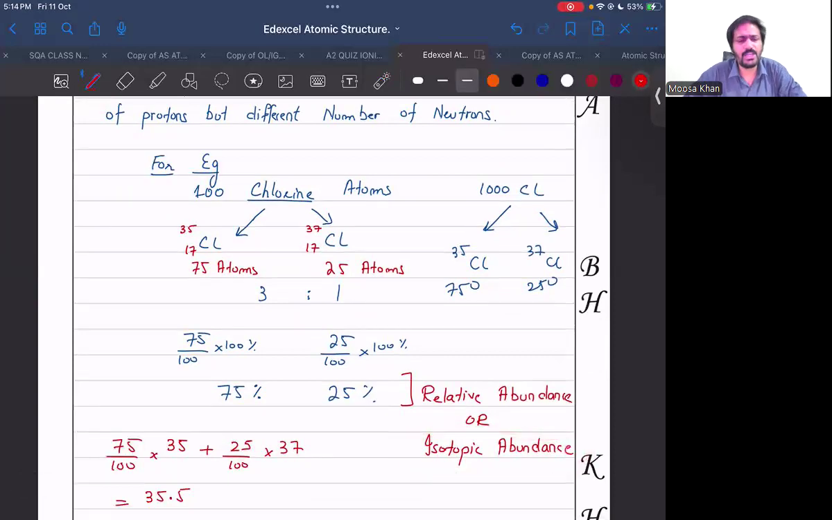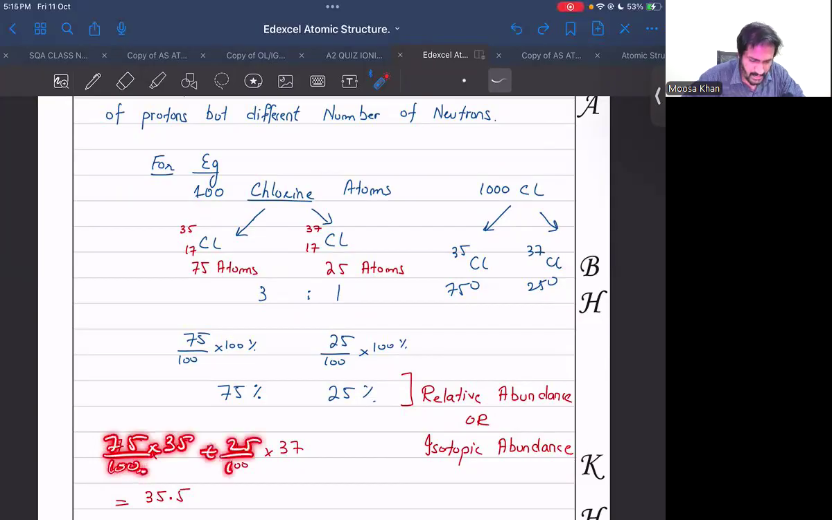So instead of just representing a chlorine atom by one of these isotopes in the periodic table, we take the average. And we take the average on the basis of percentages. Like 75% of chlorine with the mass number 35. So it should be 75 over 100 into 35. And 25% of chlorine with the mass number 37. If we just take the average of these two values, we would get 35.5.